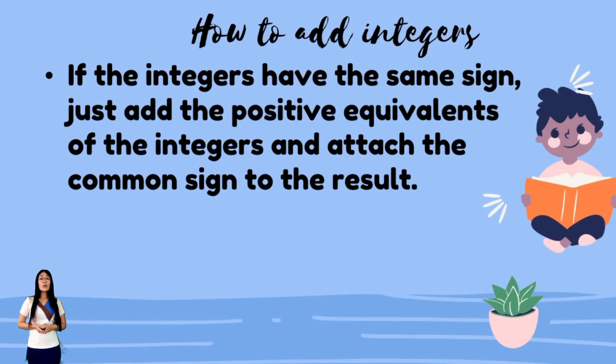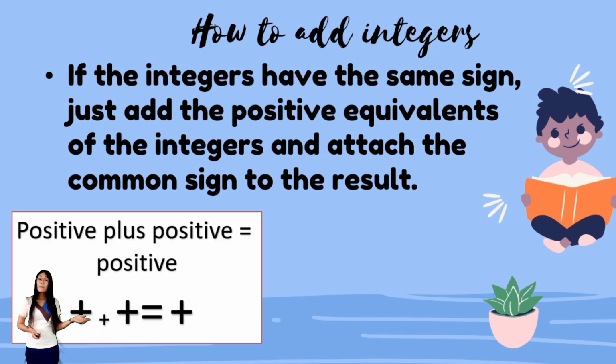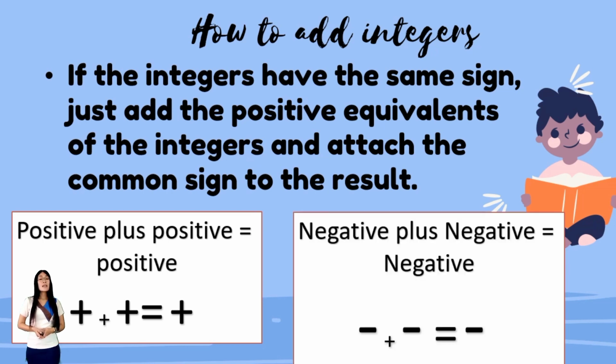Okay, what do you think is the rule in adding integers? If the integers have the same sign, just add the positive equivalent of the integers and attach the common sign to the result. In other words, positive plus positive equals positive, right? Or negative plus negative equals negative. That's right.